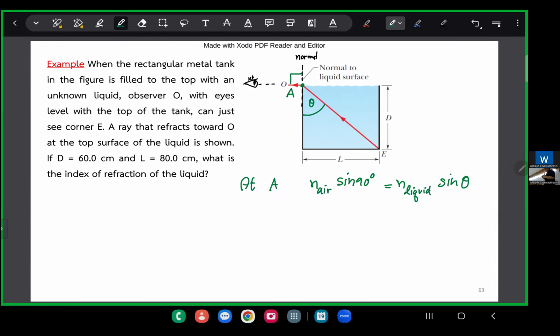When you look at this, wait a second, you already know what theta should be because you know the dimensions of this. So if I pull this triangle out, let me draw it on the side here. That's a triangle. What you have here is your theta coming from 80 and 60.